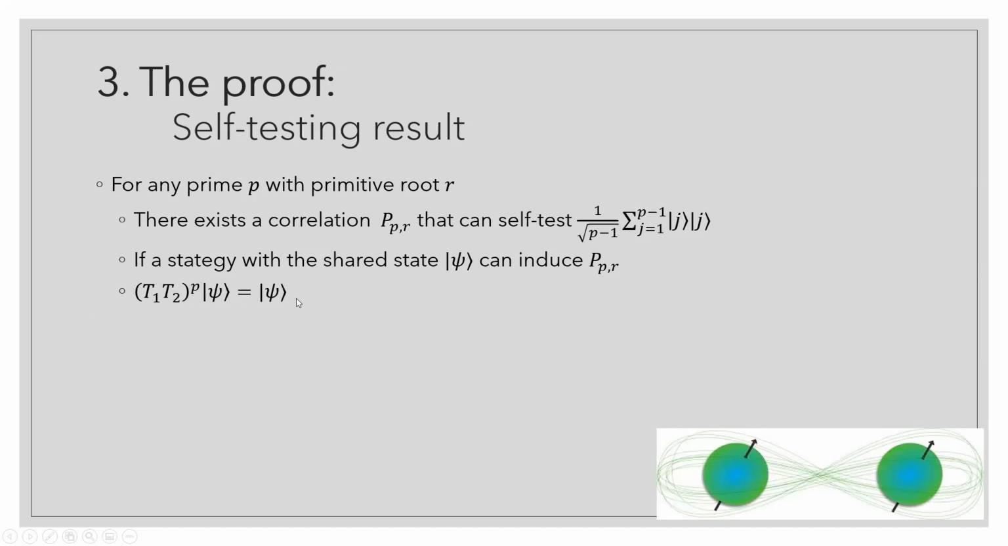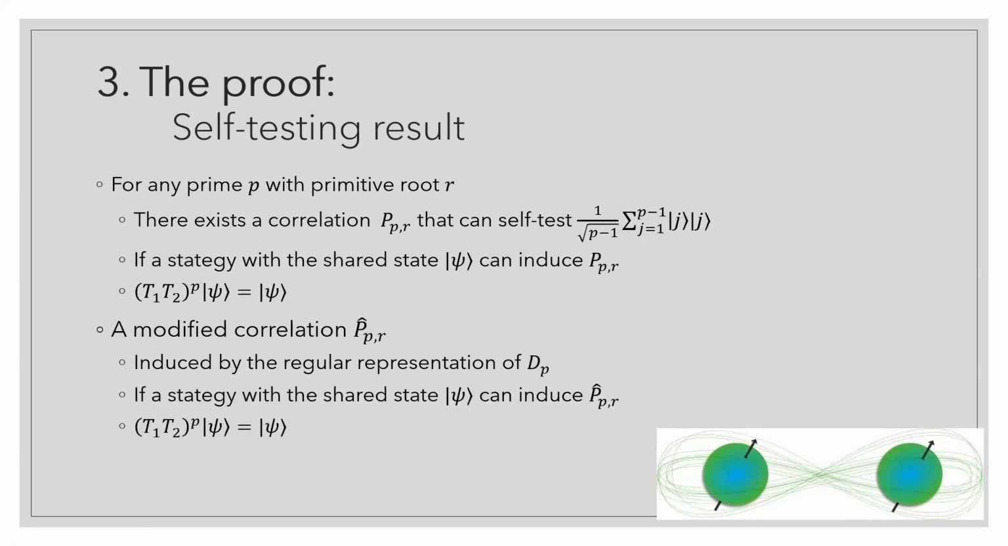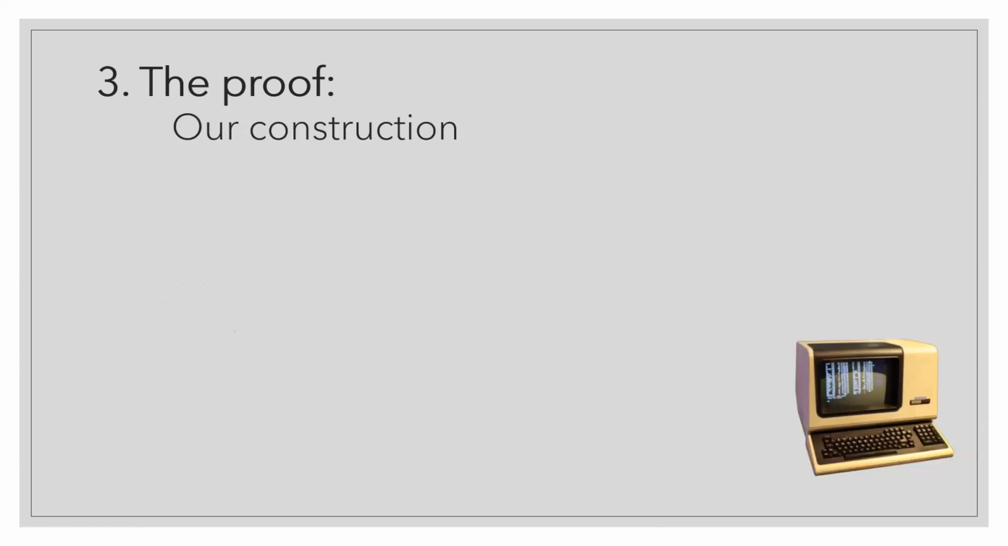If you recall the three relations of the dihedral group, this correlation effectively certifies all of them. In our case, we need to modify this correlation a little bit so that it can be induced by the regular representation of the dihedral group. But at the same time, the size of the correlation still only depends on R, and it can still certify all three relations from the dihedral group. But one thing to note is that the modified correlation is no longer a self-testing correlation.